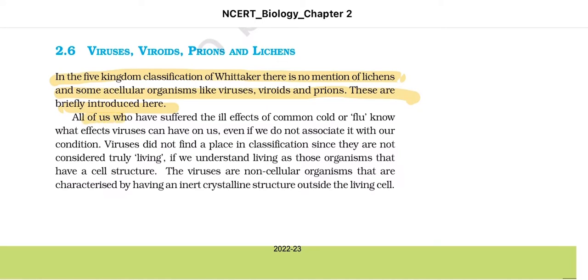All of us who have suffered the ill effects of common cold or flu know what effects viruses can have on us. Even if we do not associate it with our condition, viruses did not find a place in classification since they are not considered truly living. If we understand living as those organisms that have a cell structure, the viruses are non-cellular organisms that are characterized by having an inert crystalline structure outside the living cell.